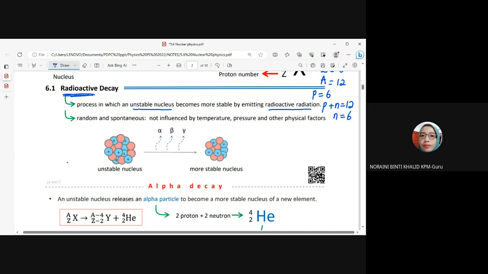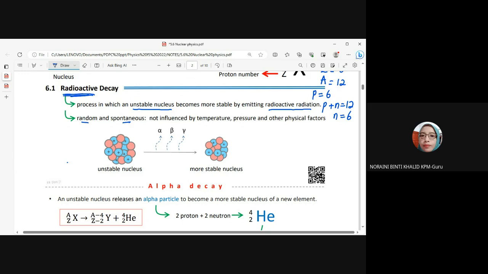Okay, when we talk about radioactive radiation, it can be very energetic particle like alpha and beta, and also in form of electromagnetic wave or energy, gamma. Okay, radioactive decay is random and spontaneous. Means we cannot detect when it will happen and which atom will decay first because it is unpredictable. That's why we call it random and spontaneous.